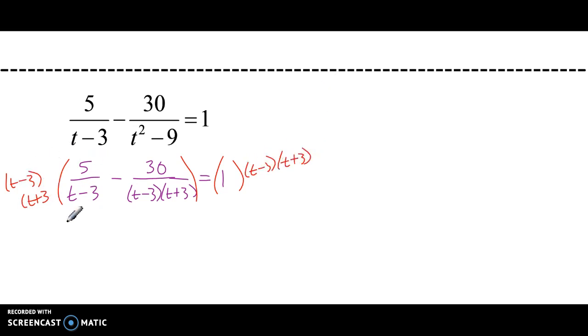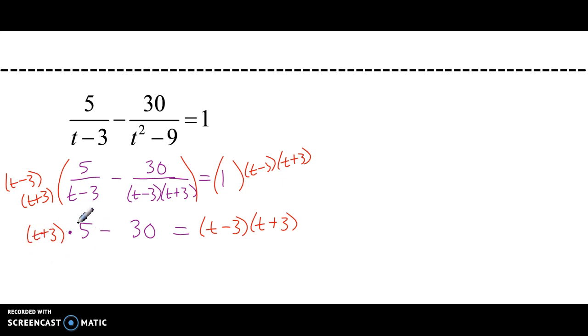So over here in the first fraction, when I multiply this times that, the t minus 3's will cancel. I'll still have the t plus 3, and I'll still have the 5. In the second fraction, both of them will cancel. T minus 3 and t plus 3 will both cancel, and I'll just have the 30. And on the right, there's no denominators to do any canceling with at all, so I have both the t minus 3 and the t plus 3.